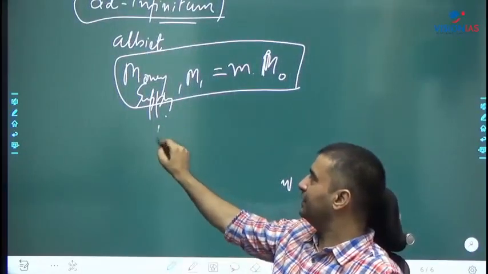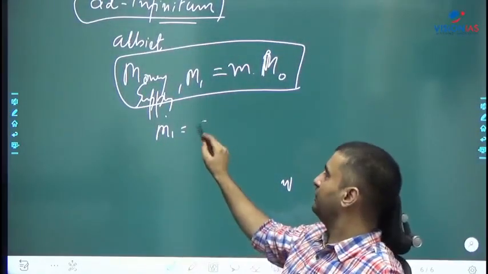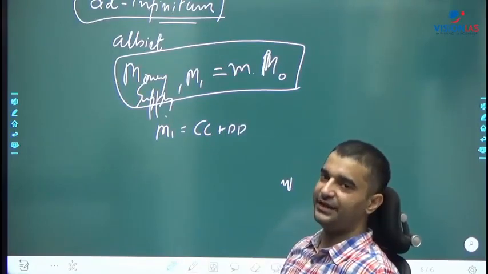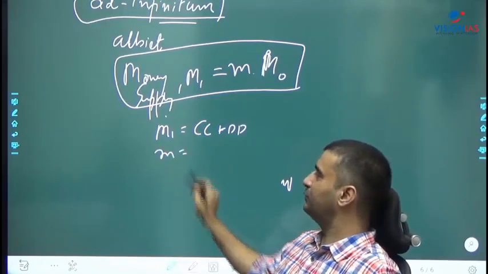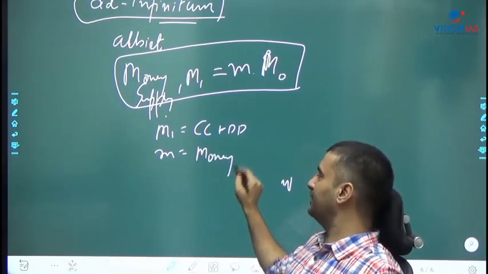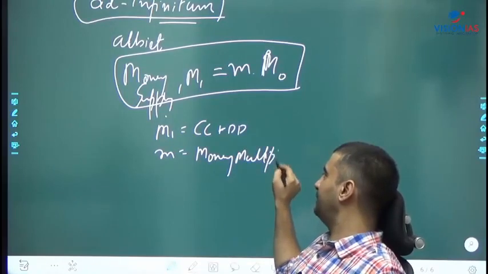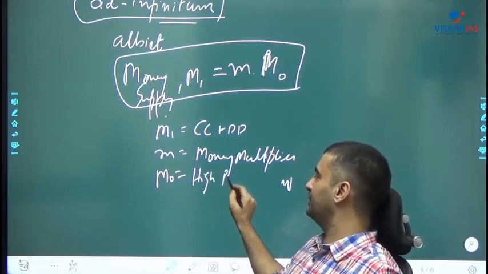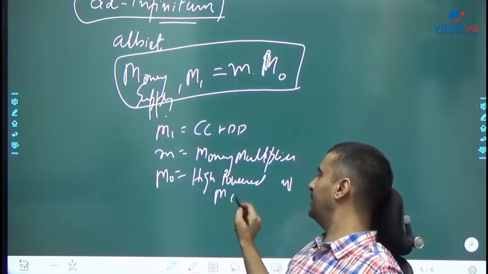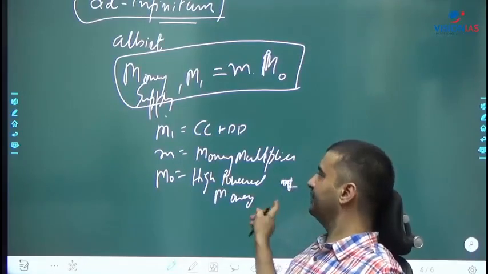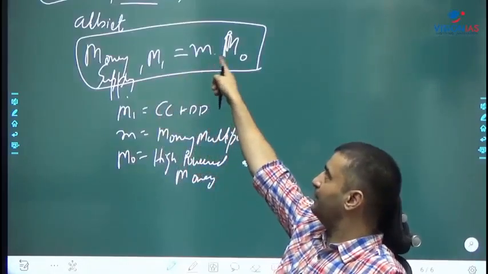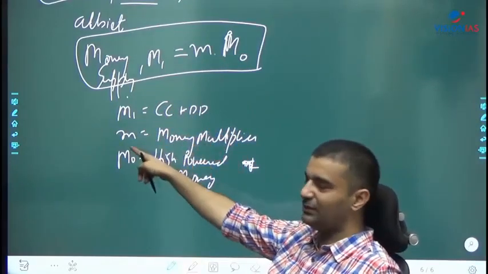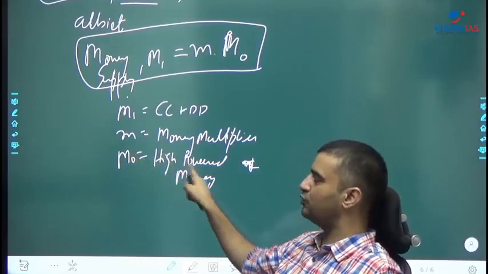Next line, write down M1 is equal to CC plus DD. Small m is equal to money multiplier, and M0 is equal to high powered money. M1 is equal to m times M0, M1 is equal to CC plus DD, small m is equal to money multiplier, M0 is equal to high powered money.